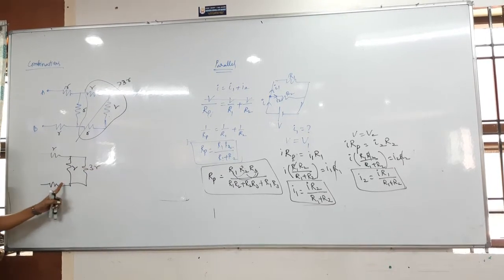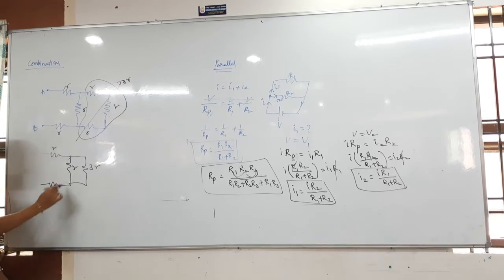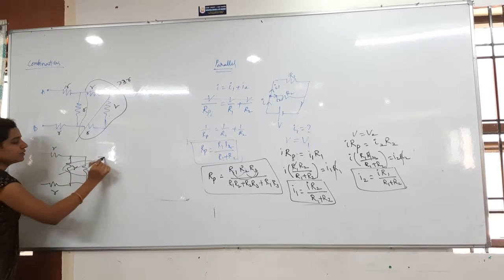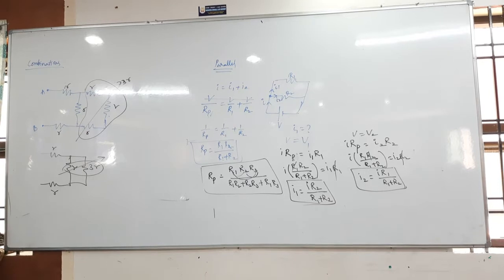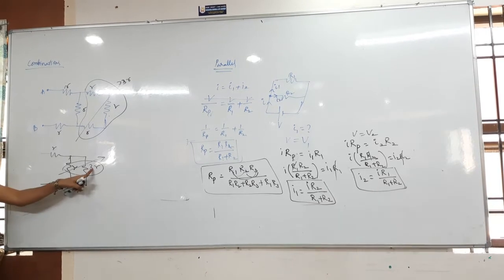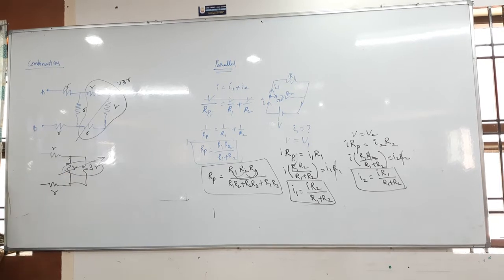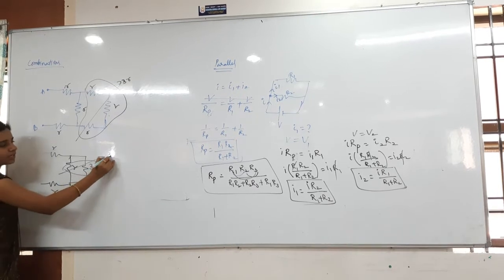Now these two are in which combination? Parallel combination. What will we get here? R1 R2 by R1 plus R2. Nothing but 3R into R, 3R square by 3R plus R, nothing but 4R. 3R square by 4R, nothing but how much? 3R/4. Correct? So that 3R/4.